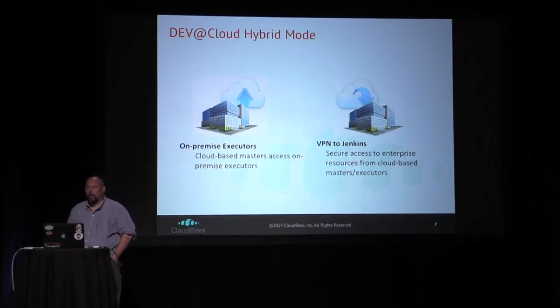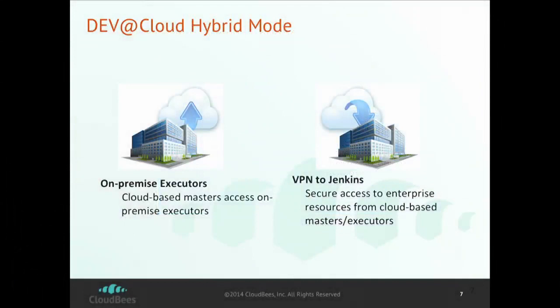The hybrid model allows you to manage Jenkins in the cloud, but then run your builds locally in case there are resources that you just can't get into the cloud. So again, managing in the cloud, but running locally, the best of both worlds.